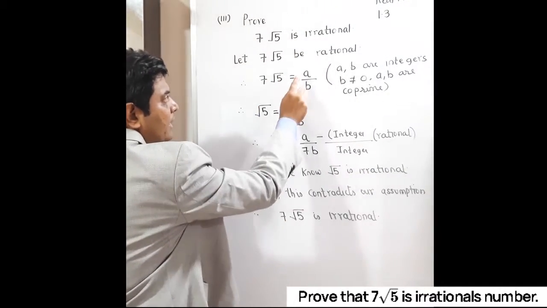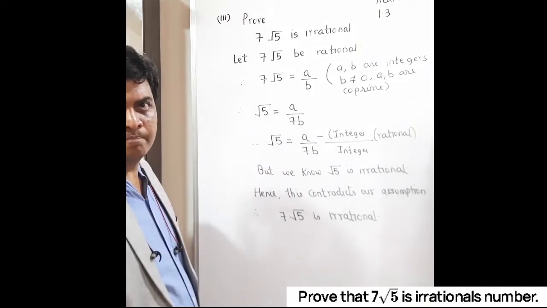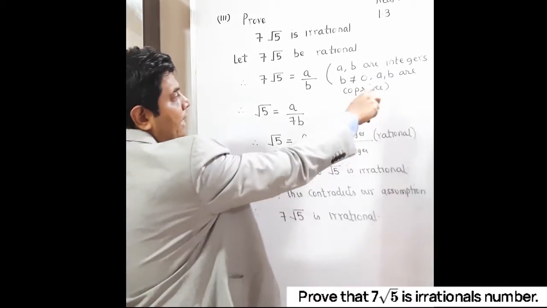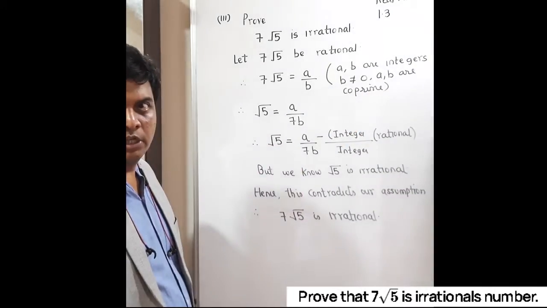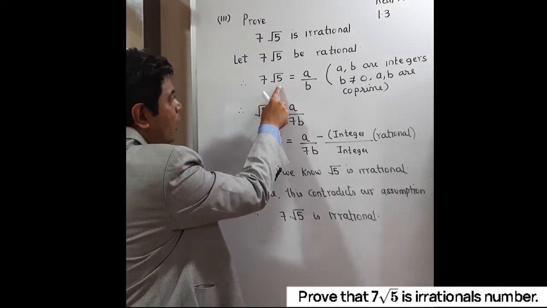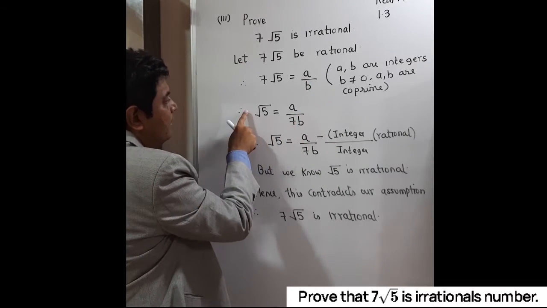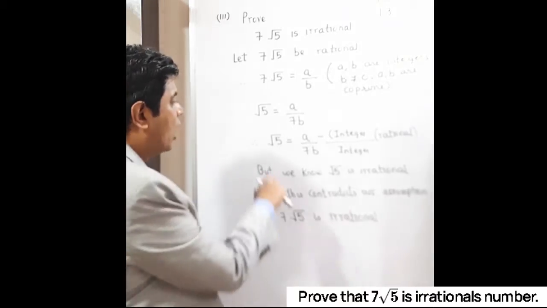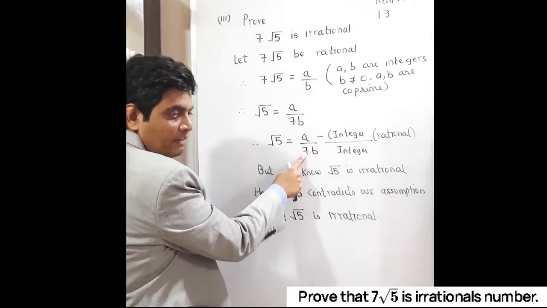If it is a rational number, it can be put in the form a upon b, where a, b are integers, b not equal to 0, and a, b are co-prime numbers. Therefore, what do I get? Square root of 5 is a upon 7b. When I transpose 7 to the other side, it goes to the denominator. So now square root of 5 is a upon 7b.